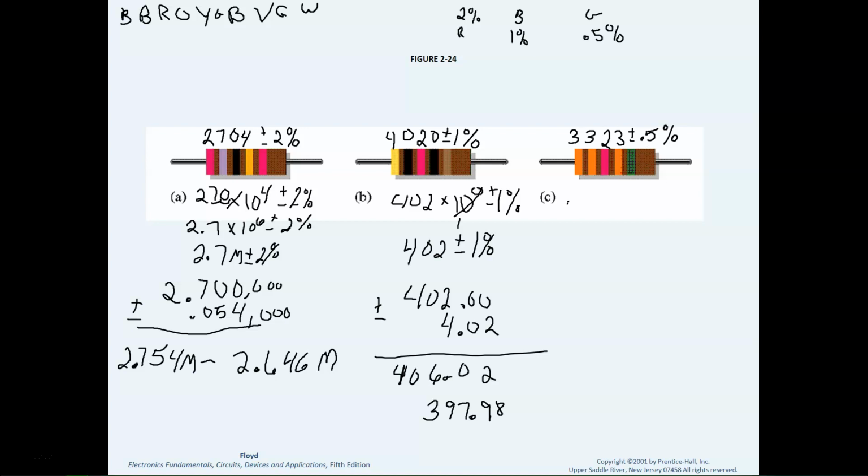So this will translate to 332 times 10 to the 3rd plus or minus 0.5%. Put into engineering notation, this is 332 kilo plus or minus 0.5%.